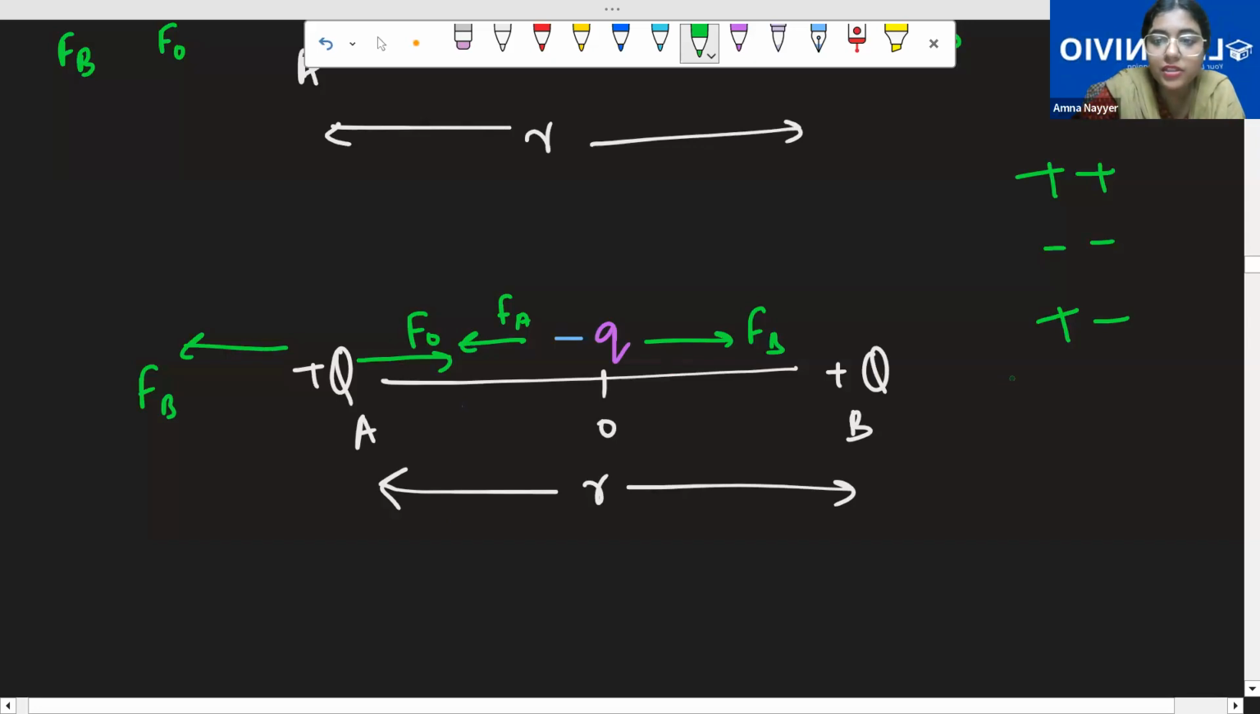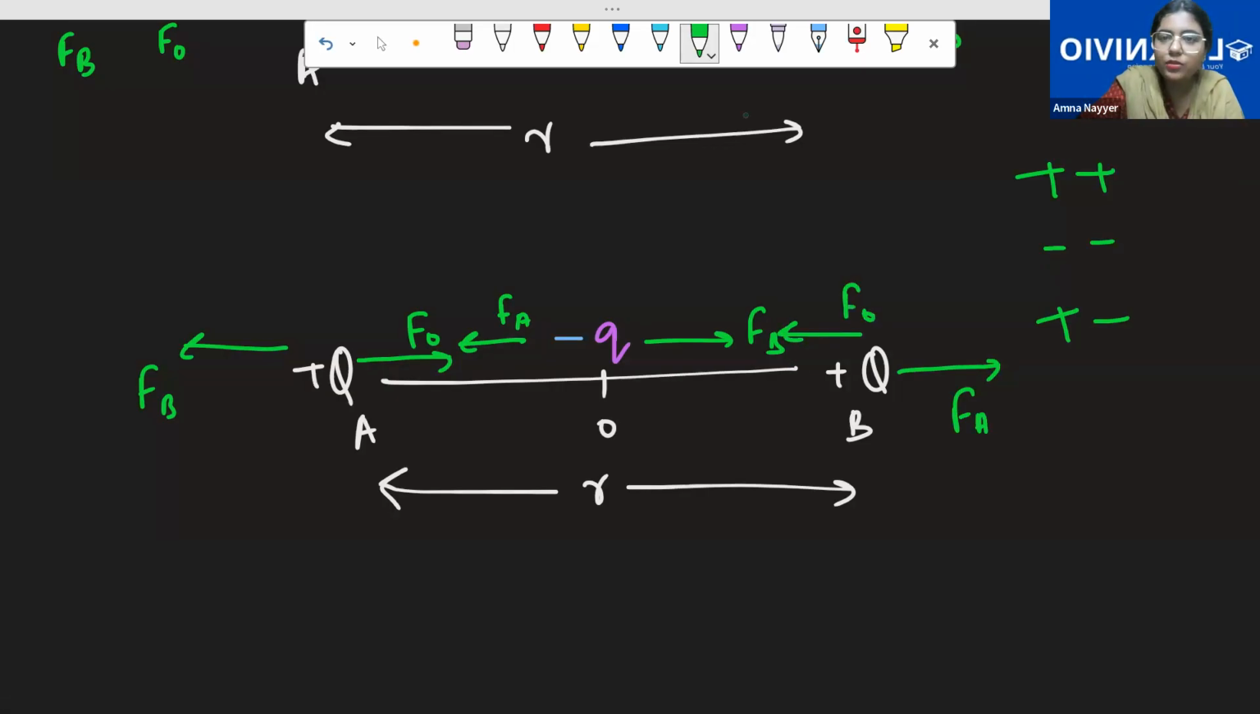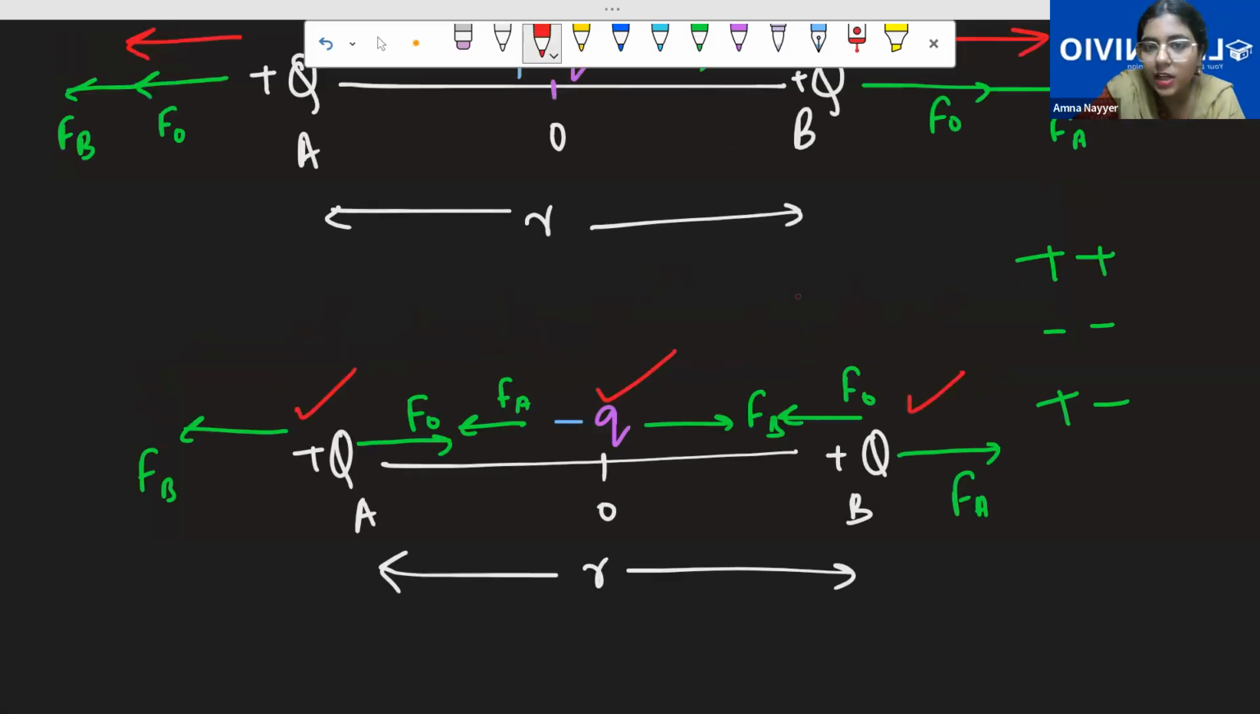Your answer, Vansh, you just unmuted yourself. Away, because both are positive. Very good. This will go away, so this will be due to FB. And negative will pull it towards itself. That will be FO. Now see class, this is also opposite, this is also opposite, this is also opposite. We can say now the system is in equilibrium.